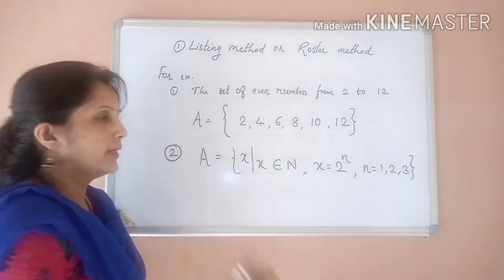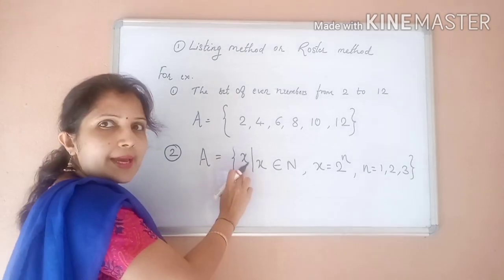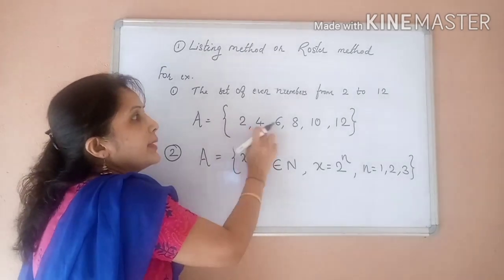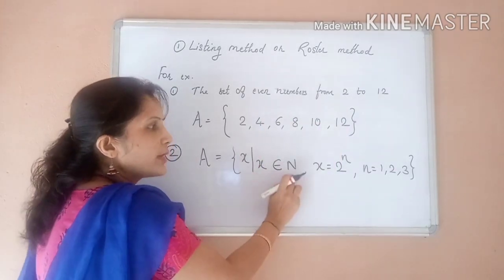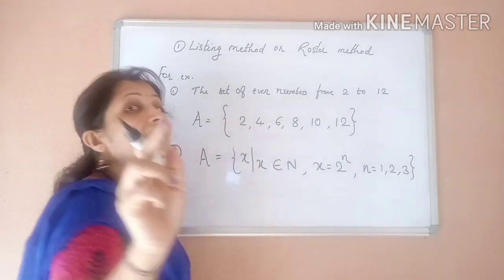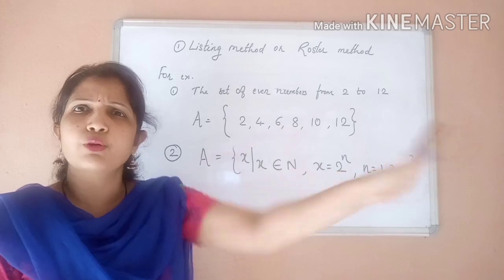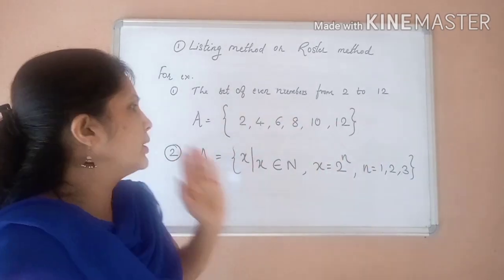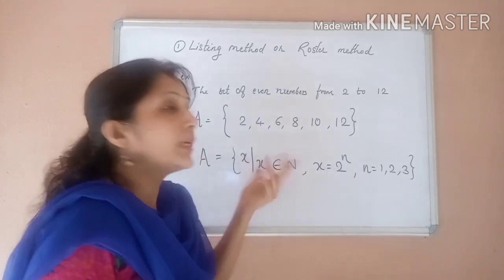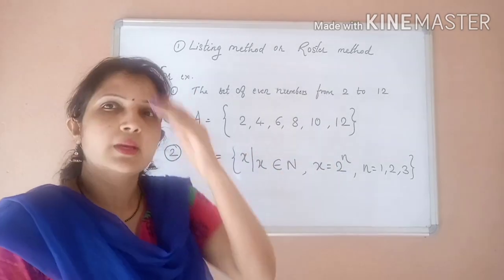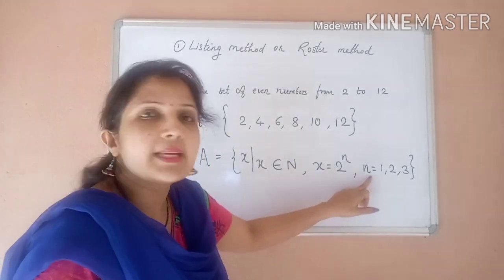See here, A is equal to x. X means the element, each element x, such that x belongs to natural number. That means each element is a natural number. So first thing, when the natural number comes, no negative will come, no zero will come, only the natural numbers. Now x, what is the condition? X is equal to 2 raised to n. Now what is n?